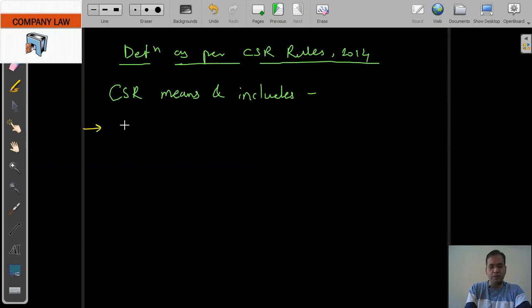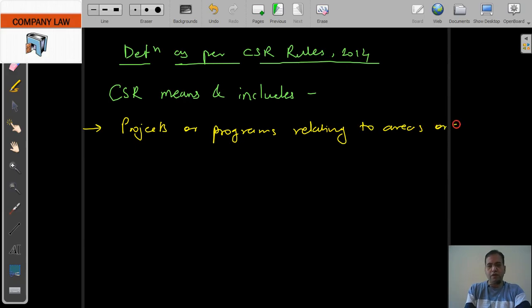first, projects or programs, rather than activities, relating to areas or subjects specified in Schedule VII of the Act.